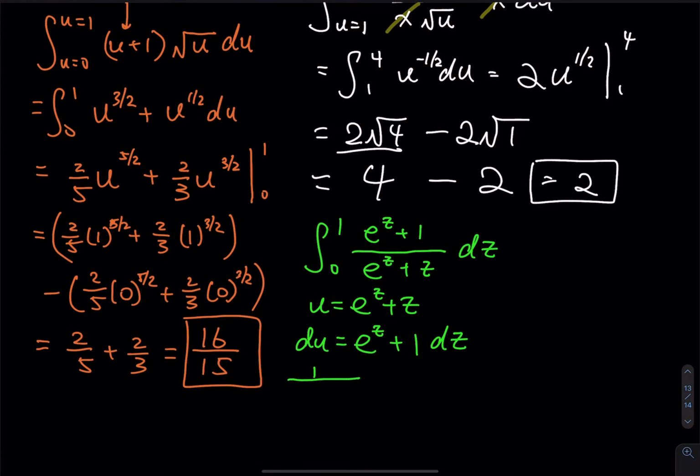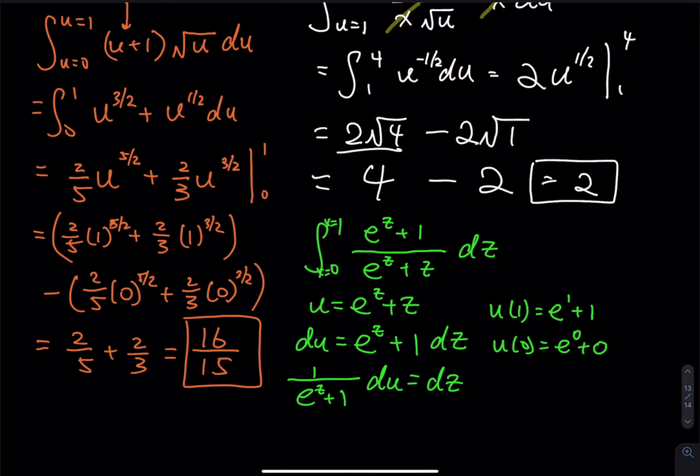And then 1 divided by (e^z + 1) du is equal to dz. The derivative of e^z is equal to itself. The integral of e^z is equal to itself. And then change the limits, z equals 1 and z equals 0. So u of 1 is e to the 1 plus 1, that is e + 1. You don't need to approximate. And then u of 0 is equal to e to the 0 plus 0. What is e to the 0 equal to? e to the 0 is equal to 1, right? 1 plus 0 is equal to 1.